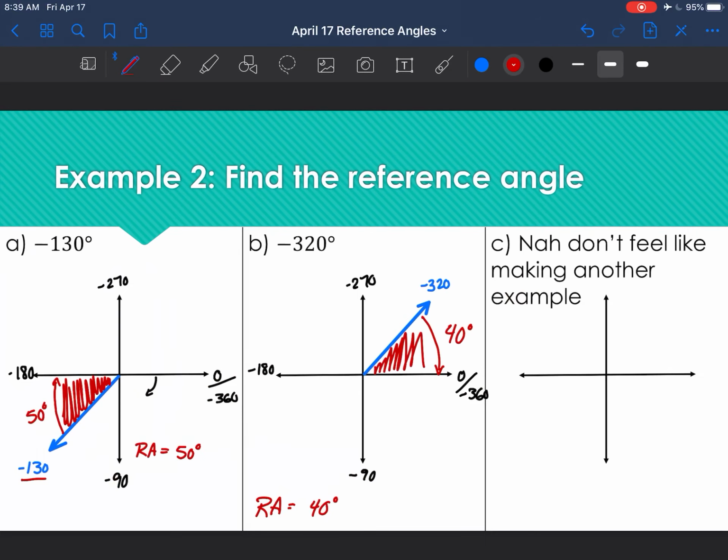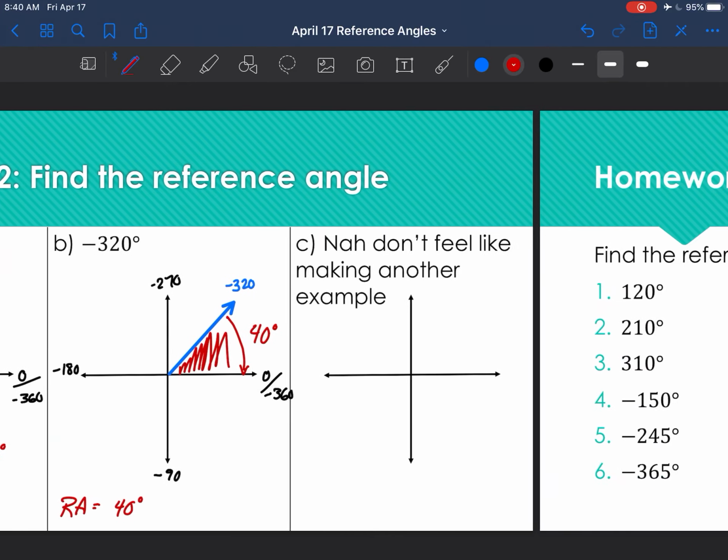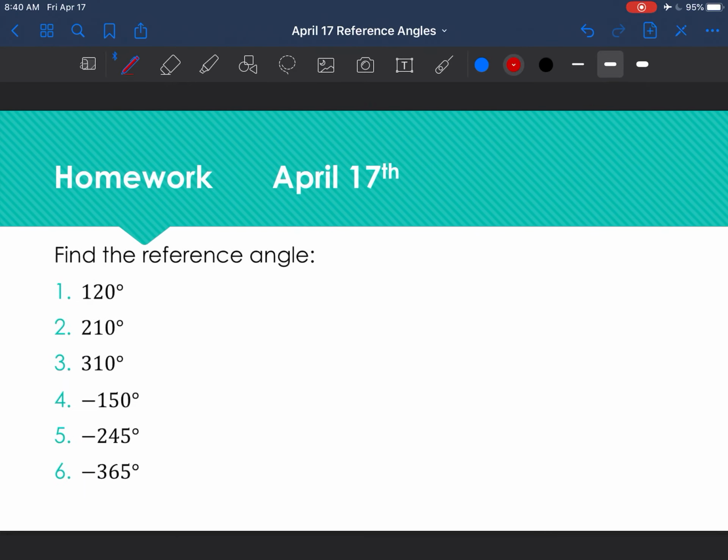All right. So that's all the possible examples of what this would look like. I don't feel like doing another example. If you want one, you can make up your own. So here's your homework. Make sure that you draw this out with the graphs, each one individual, and that you're finding the reference angle this time. As always, let me know if you have any issues.